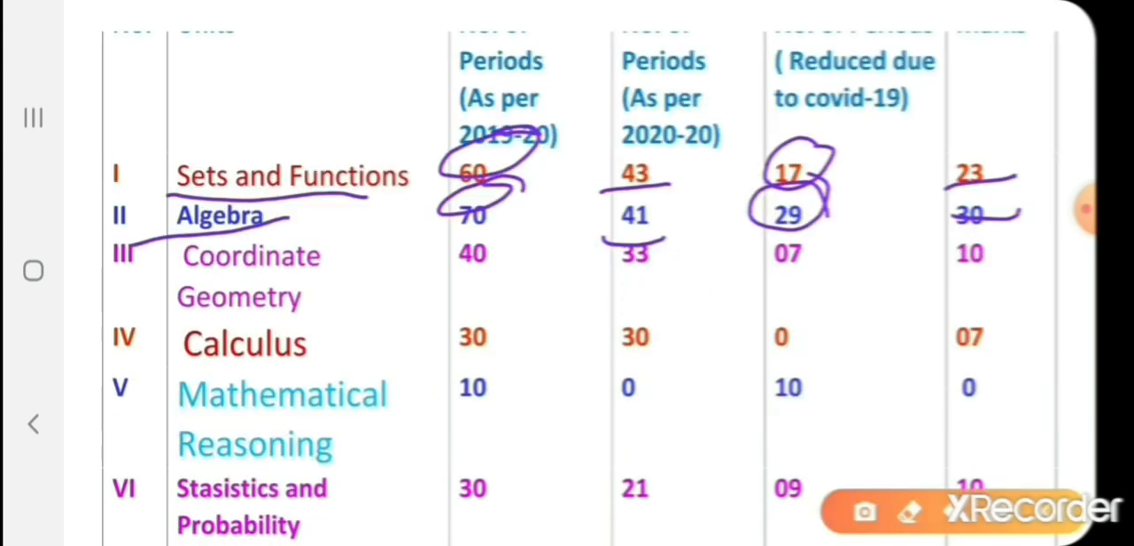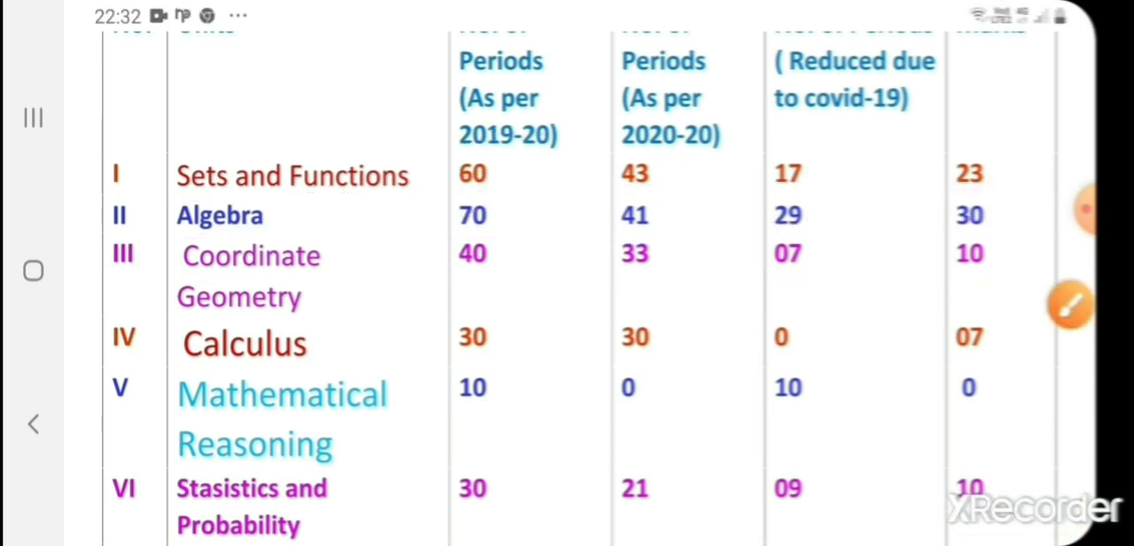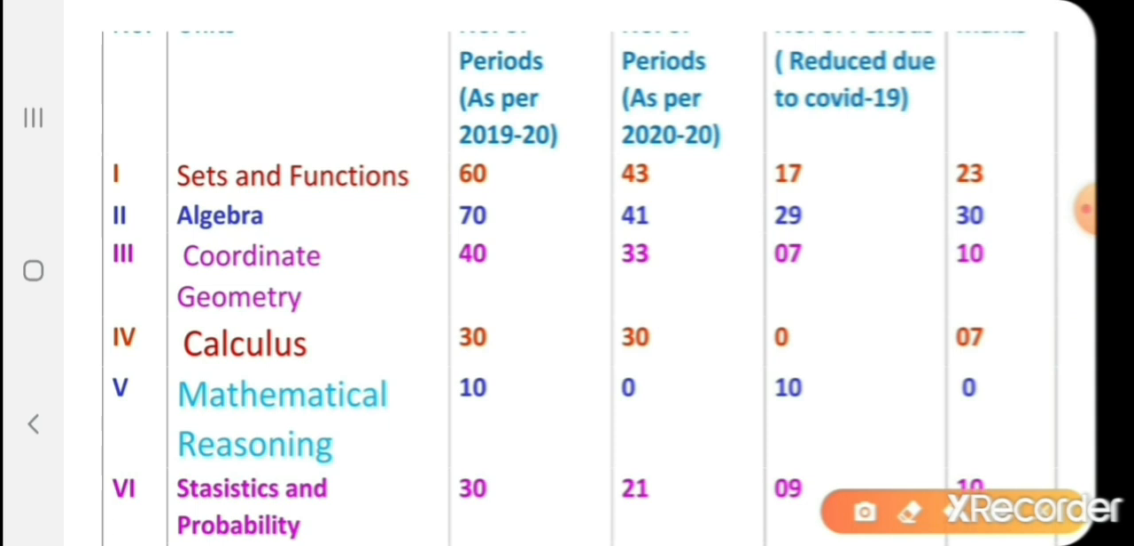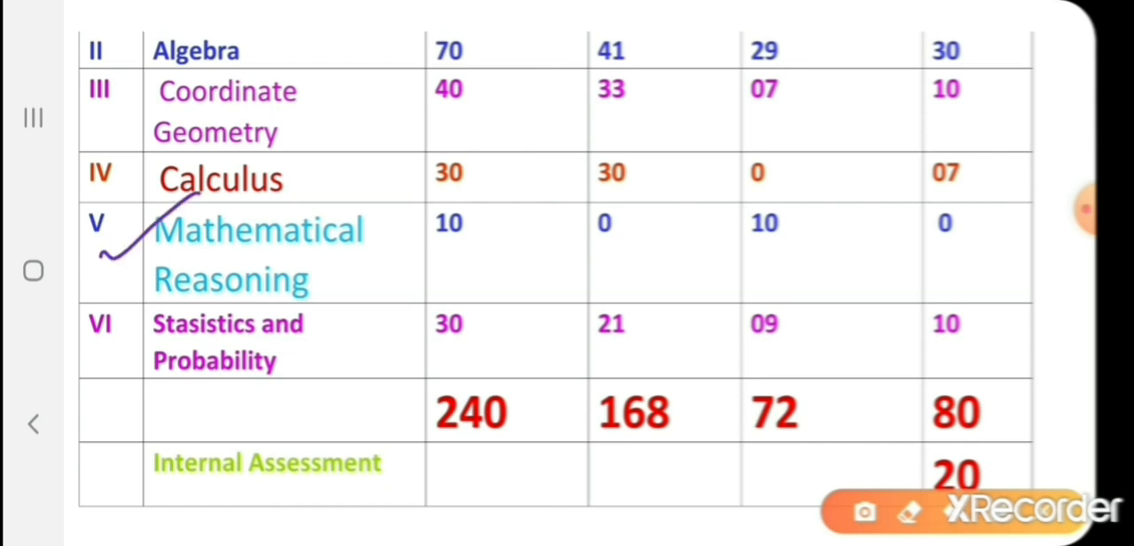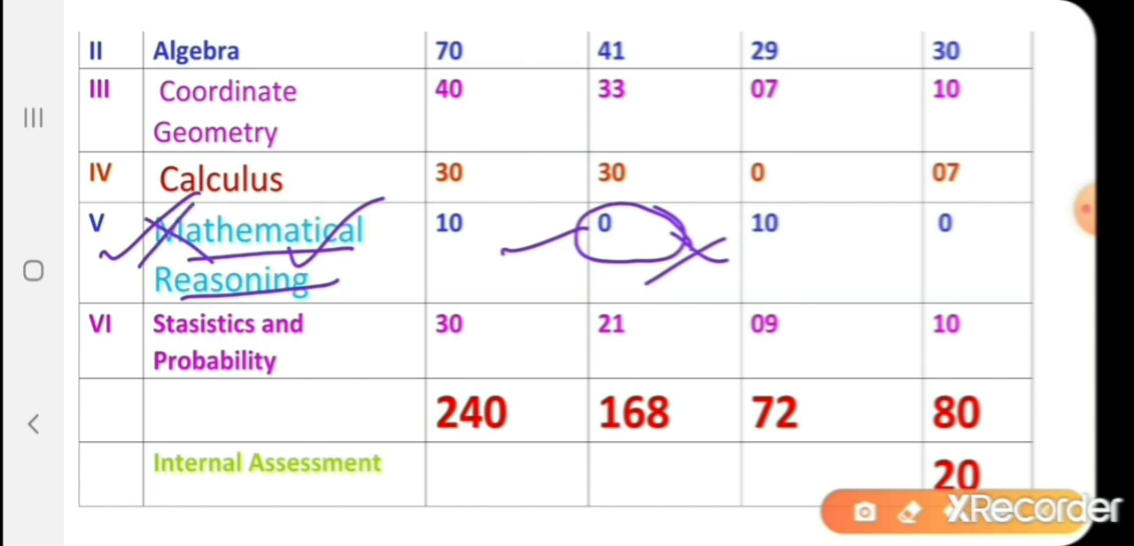Now the third unit, coordinate geometry, has 33 periods and 10 marks. In comparison to the previous year's 40 periods, we reduce 7 periods. Now the fourth, calculus, is as usual with no change: 30 periods and 7 marks, same as previous years. The fifth, mathematical reasoning, has no weightage this year, meaning 0 marks. This chapter is cancelled in comparison to the previous year.